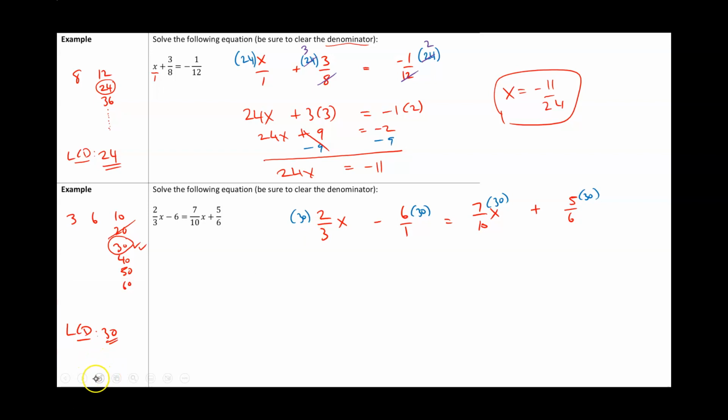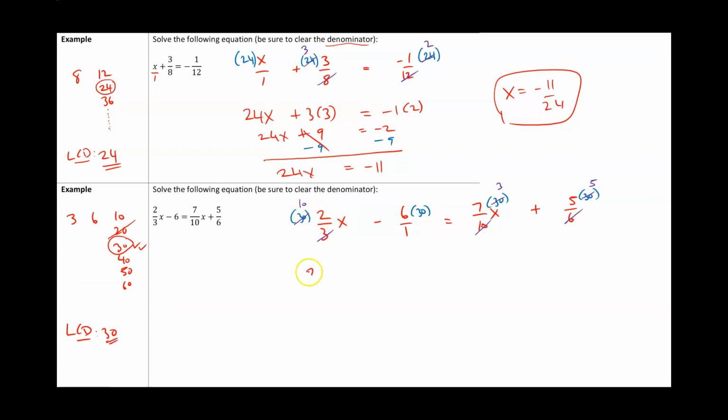So now let's start canceling things out. 3 goes into 30 10 times. The 1 and 30 can't do anything with that. 10 goes into 30 3 times. 6 goes into 30 5 times. So what we just did was we cleared all the fractions.